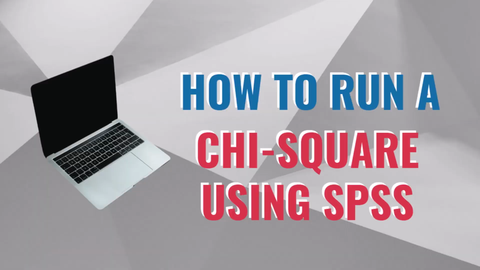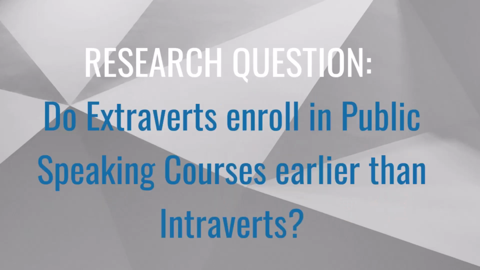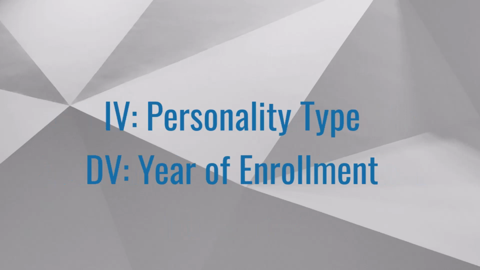The purpose of this video is to demonstrate how to run the chi-square analysis using SPSS. In this example, we have our research question: Do extroverts enroll in public speaking courses earlier than introverts? We notice we have two categorical variables. The independent variable is personality type, and the dependent variable is year of enrollment.